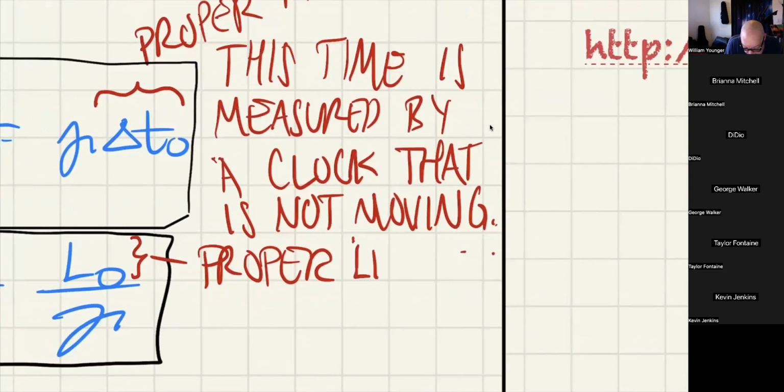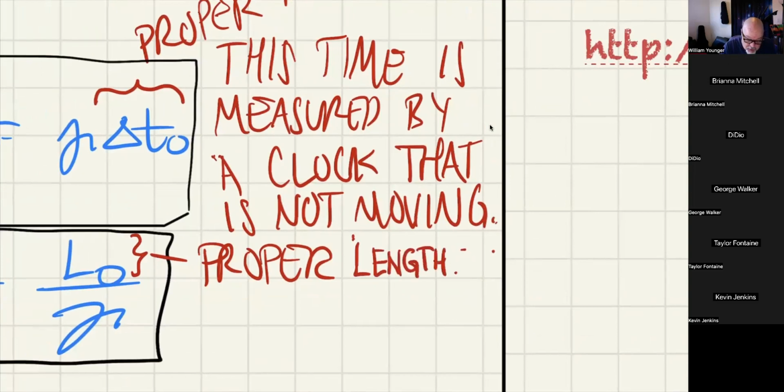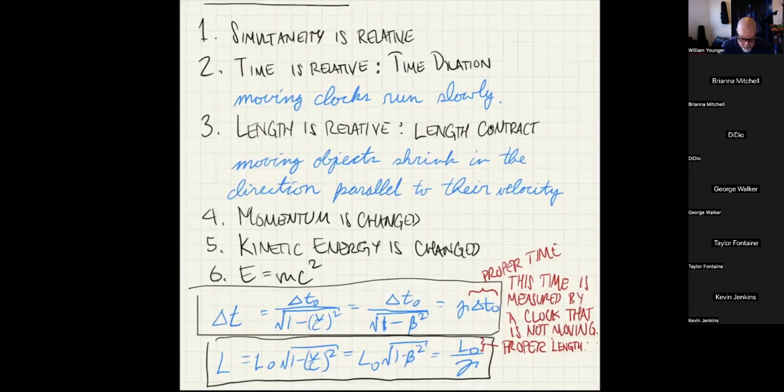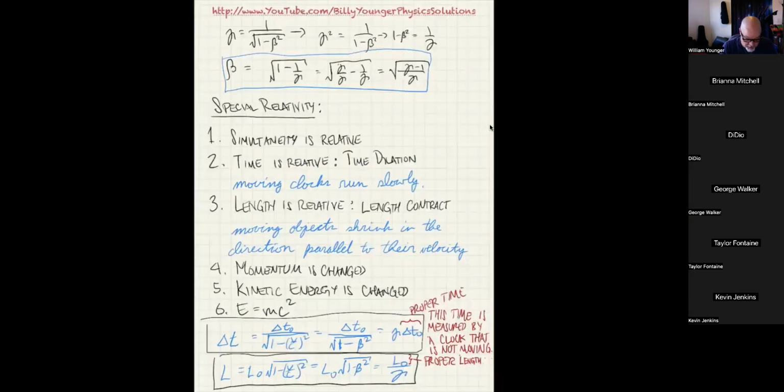Length. And that, of course, is a length measured by someone who doesn't see the object as actually moving. So again, this is like a person getting out of a convertible car and stretching the tape measure on the hood from the front edge to the back edge and measuring it. That would be the proper length. Okay. So that's two of the ramifications, or two of the equations that show the ramifications.